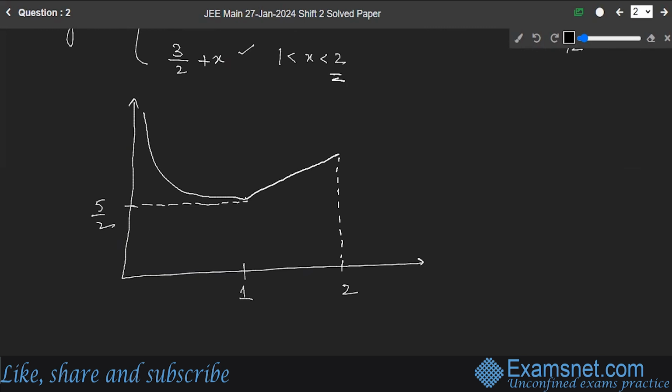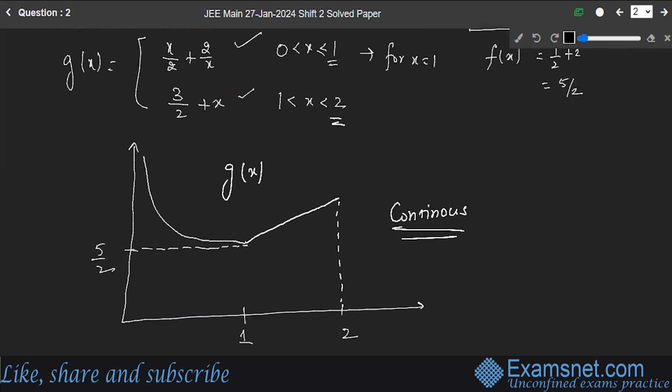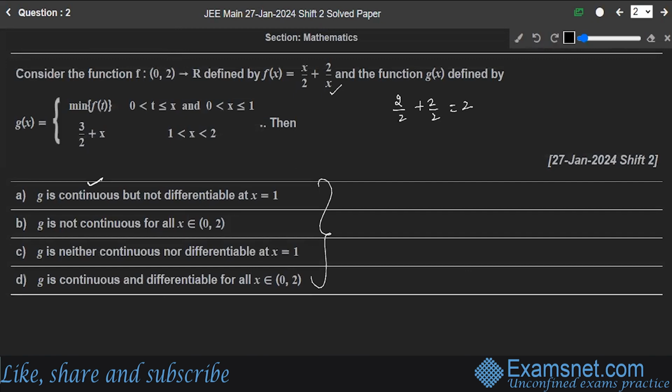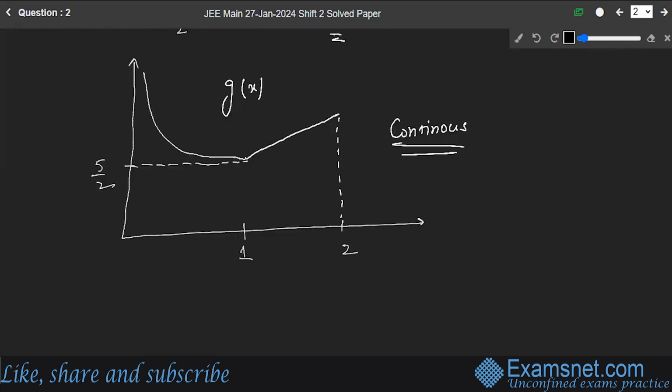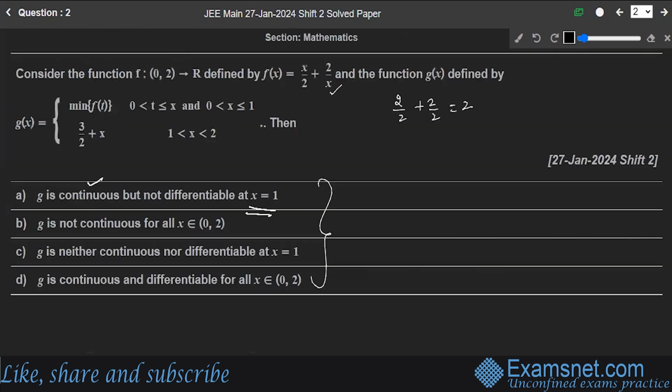Now see, if I'm seeing this, this is the graph for g(x) and the previous one was the graph for f(x). Of course, this is a continuous graph. And this is continuous, but it is not differentiable at x is equal to 1. Look over here. This is a continuous graph, but it is not differentiable because the curve takes a turn from here like this. The slopes are not the same at this particular point at x is equal to 1. Therefore, this is not differentiable. That makes option A the right answer.